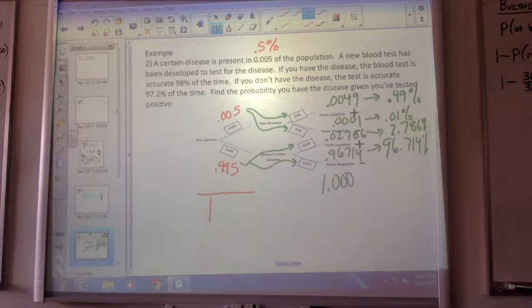So somebody who is carrying the disease, what's the probability that your population who has the disease tests positive? That happens 0.49% of the time. You have a 0.49% chance of that happening. Okay, so that's a pretty low population.